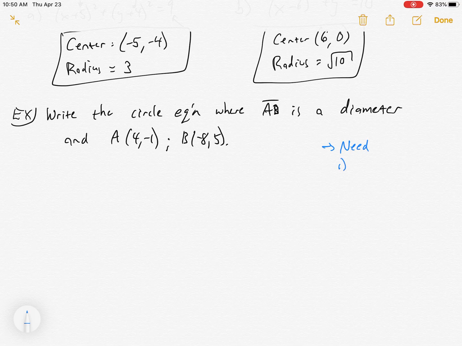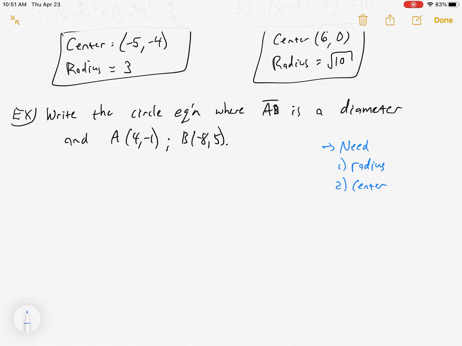Okay, so maybe you've discovered by now to write the equation of a circle, you need 2 things. What do you need? You need the radius, right? Because the formula calls for r squared. And you need the center. You are on a mission to find the radius and center. Must find radius and center. But we weren't given either.